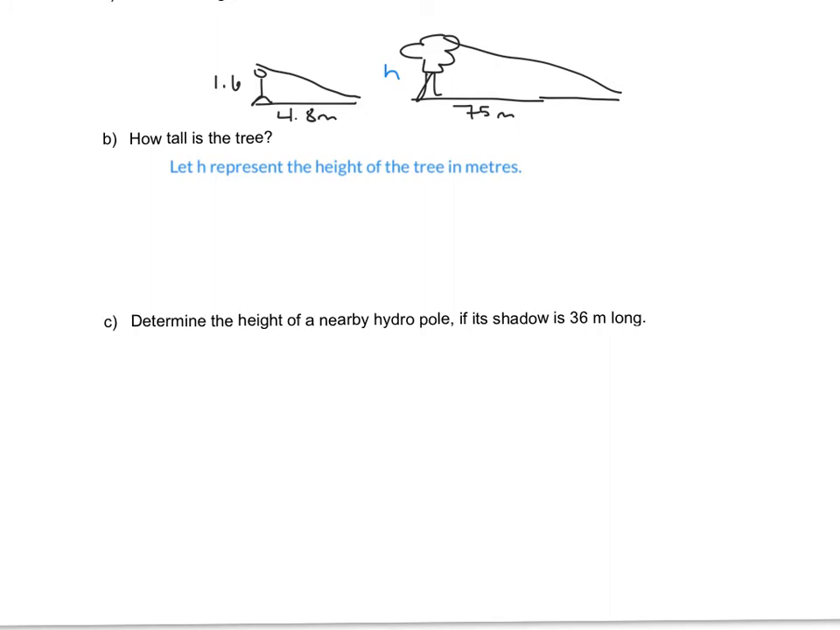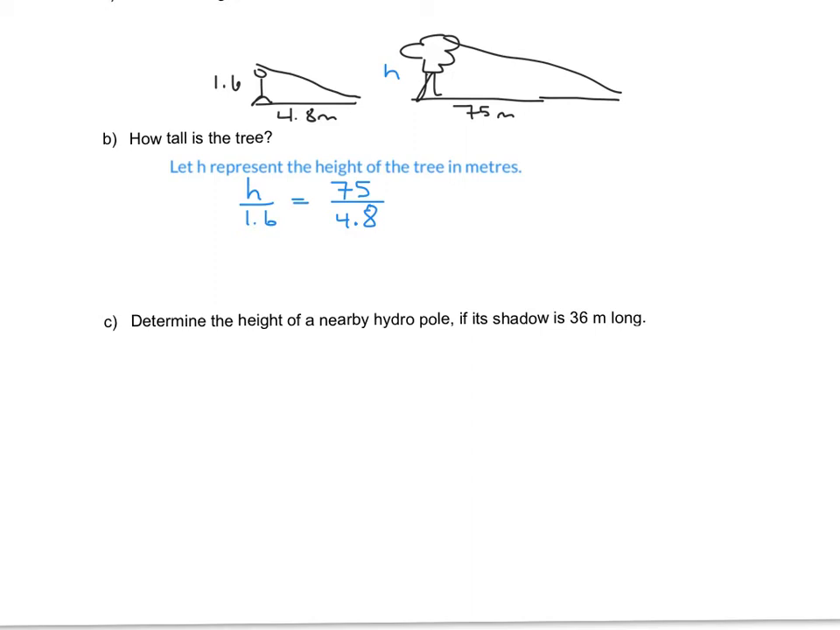Okay, so how tall is the tree? I've got my little sketch on this slide just because I don't have the picture to go with it. I know that the height of the tree has to correspond to the height of Hugo. So we've got h compared to 1.6. The length of the shadow of the tree, so the tree information is on the top of my proportions, Hugo's information is on the bottom. The length of the shadow of the tree would correspond to the length of Hugo's shadow.